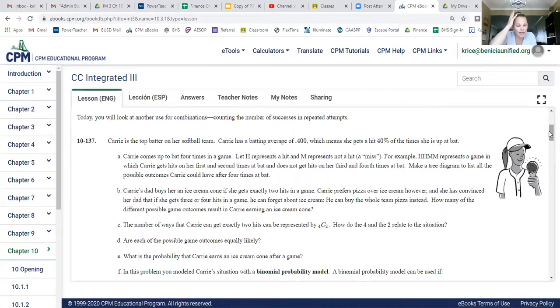Let H represent a hit and M represent not a hit, or a miss. For example, HHMM represents a game in which Carrie gets hits on her first and second times at bat and does not get hits on her third and fourth times at bat. Make a tree diagram to list all of the possible outcomes if she has 4 at bats. So I'm just warning you, this tree diagram is going to get a little bit big. If you don't have enough space on your paper, go ahead and flip the page.